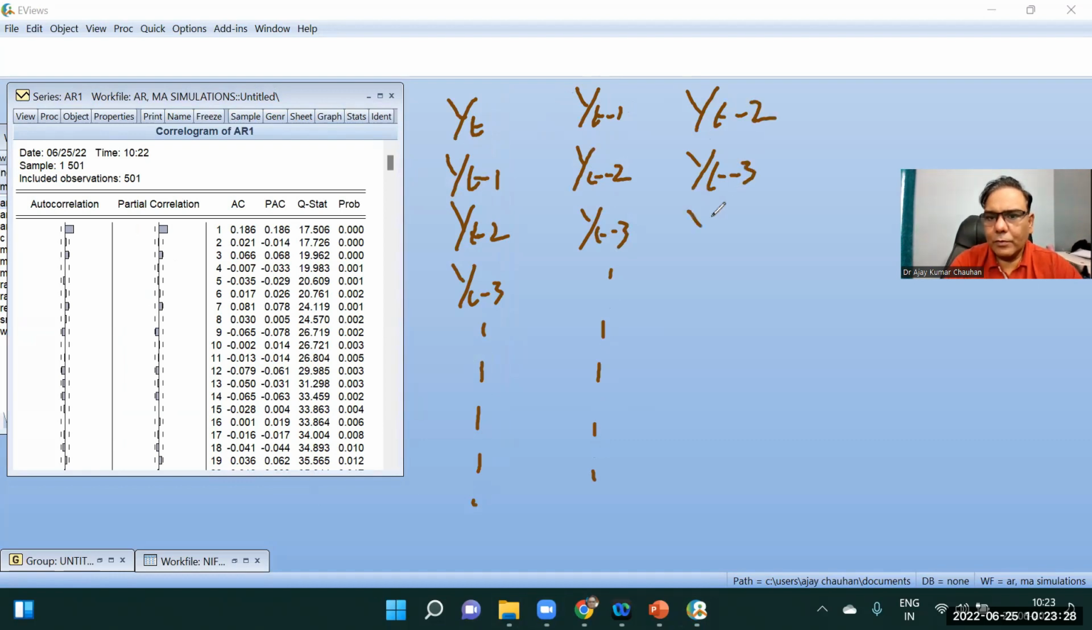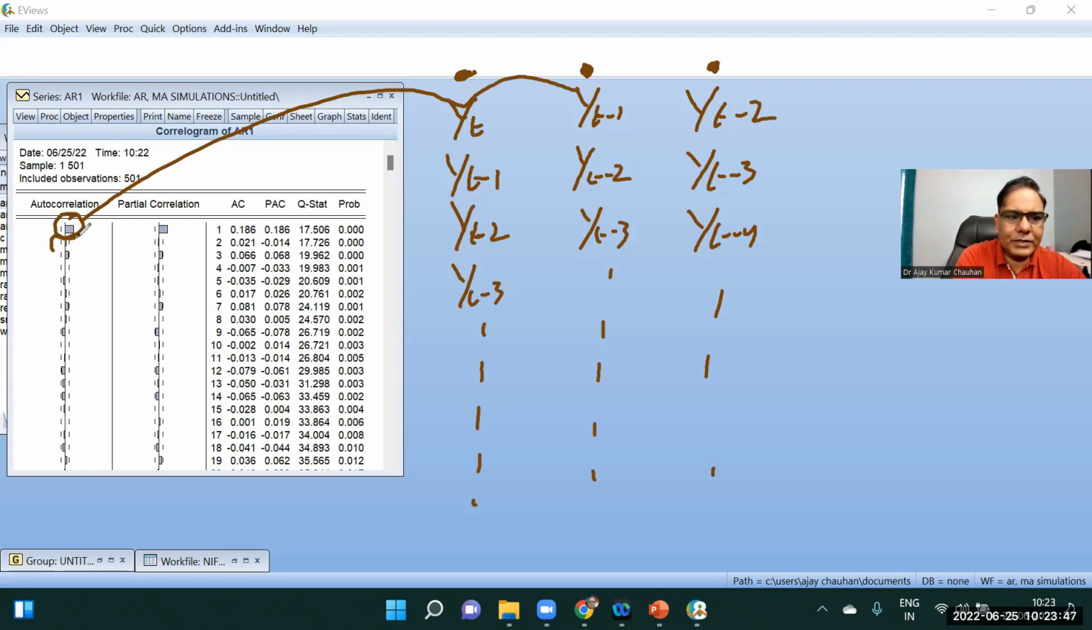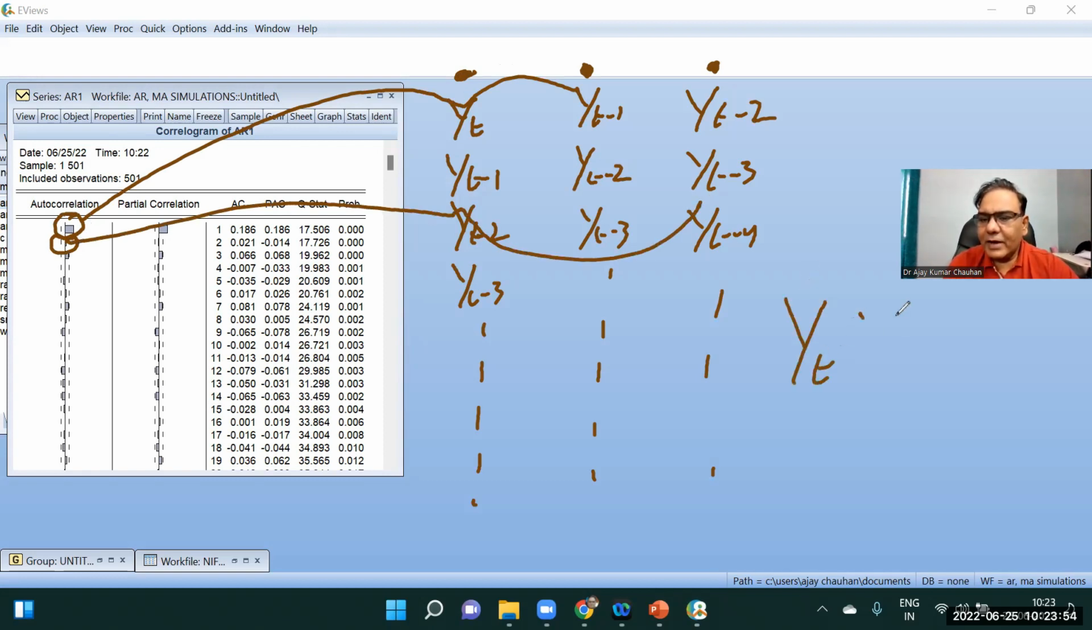Okay, so if you calculate the correlation between the original series and the lag 1 series, and the lag 2 series, this correlation is representing the correlation between this and this. This second correlation is representing the correlation between this and this. So correlation between yt and yt minus 1 is called correlation at lag 1. Correlation between yt and yt minus 2 is correlation at lag 2, and so on.